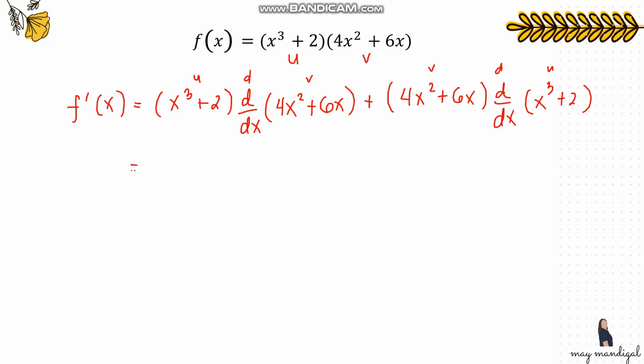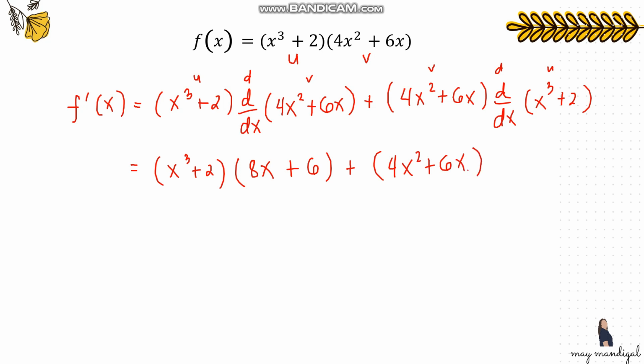Then after that, we can now simplify this. So we have x cubed plus 2. Get the derivative of v. So we have here 4x squared. The derivative of that is 8x. We applied here the constant multiple rule and also the power rule. Just multiply 2 and 4, you have 8, and then subtract 1 from the exponent 2, so you have x only. Plus, this one is 6x, so the derivative of 6x is 6 only. Plus, then we have 4x squared plus 6x times the derivative of this, which is 3x squared. So we apply the power rule and also the constant rule.